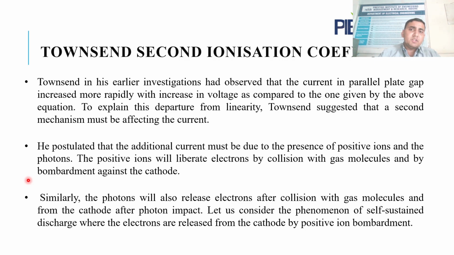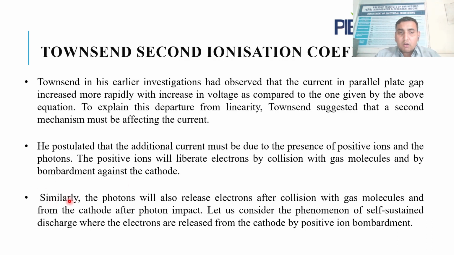In this explanation, he suggested that this departure from linearity is caused by a second mechanism. He postulated that the additional current must be due to the presence of positive ions. More electrons are being ejected, beyond those provided from the cathode side, and there is no explanation for this in the first ionization coefficient. He suggested that positive ions cause this exponential rise in the current waveform, liberating electrons by collision with gas molecules and by bombardment against the cathode.